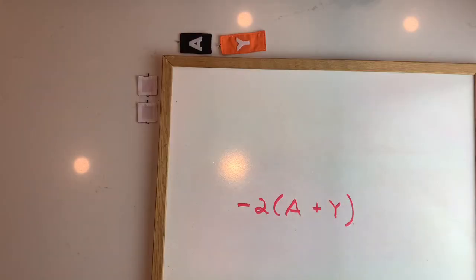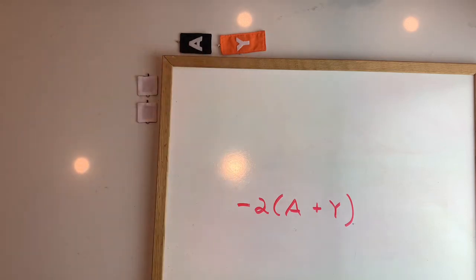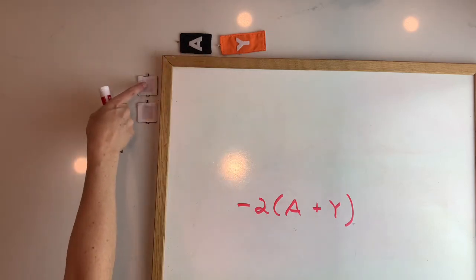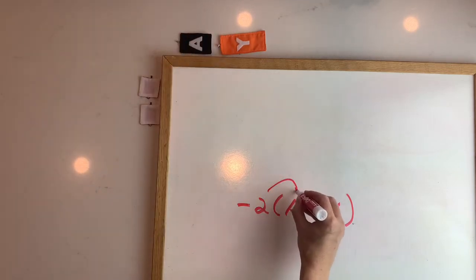But what would happen if we had -2 times a plus y? Well, you know that a negative times a positive gives you a negative value, and a negative times a positive gives you a negative value. So we could write it this way.